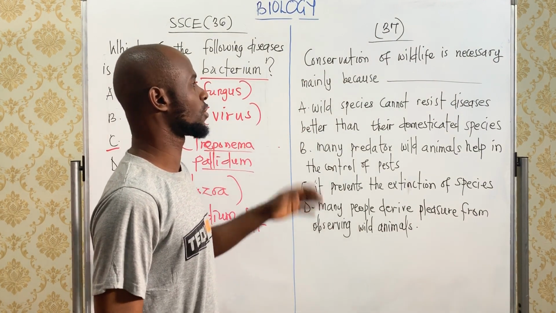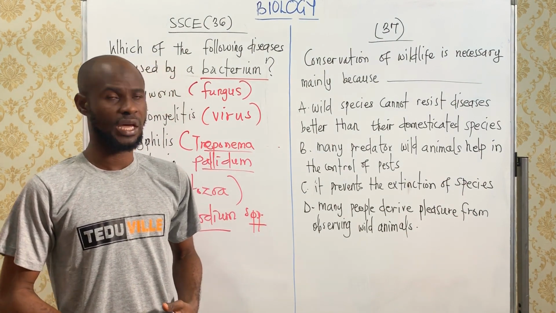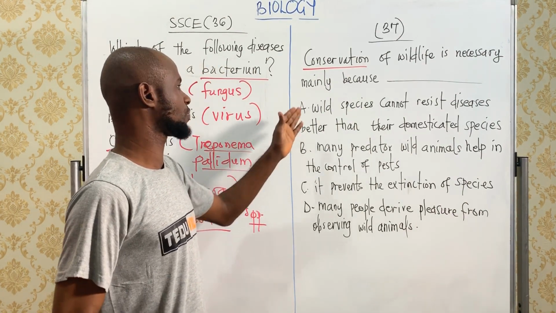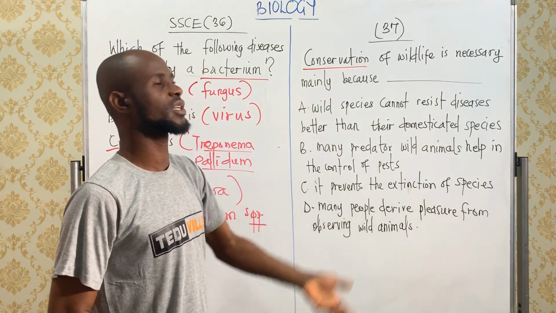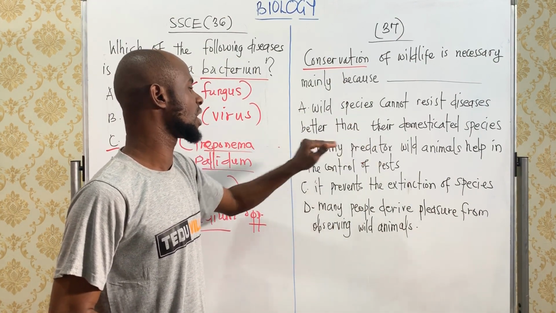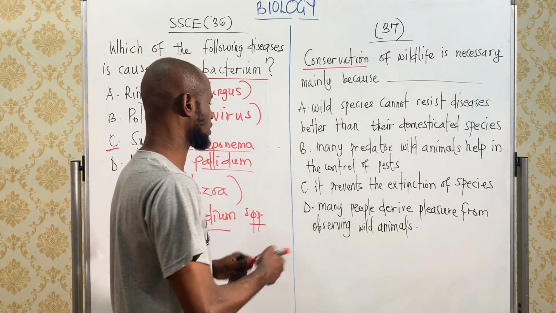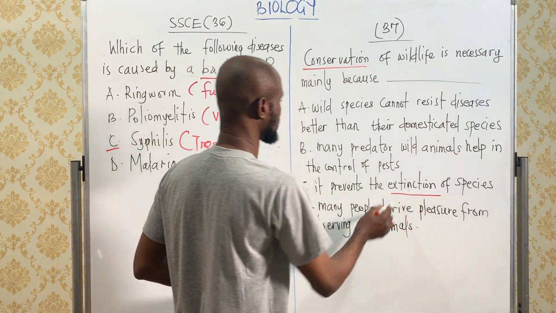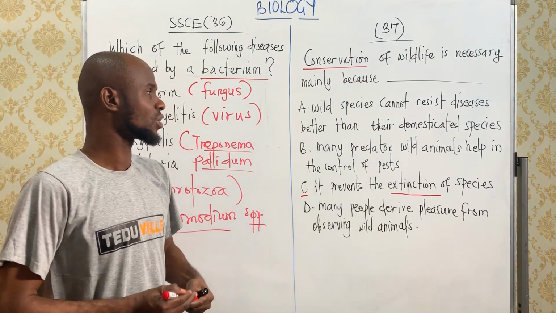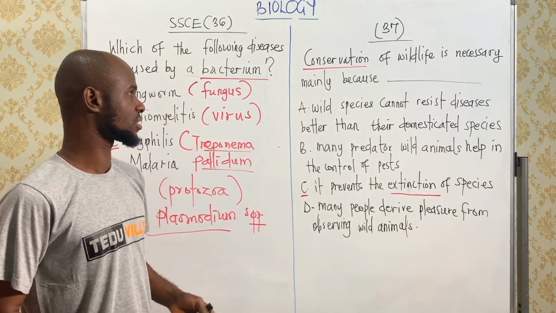So let's look at this question. Conservation of wildlife is necessary mainly because, so why do we protect the wildlife? So this topic is conservation. Option A, wild species cannot resist diseases better than their domesticated species. We don't know much about that. Many predator wild animals help in the control of pests. No, not at all. And it prevents the extinction of species. So the answer is it prevents the extinction of species. So what is extinction? Extinction is the total wipeout of the species of an organism. So that is what we want to prevent. And that is why we conserve our natural resources, or we conserve our wildlife.